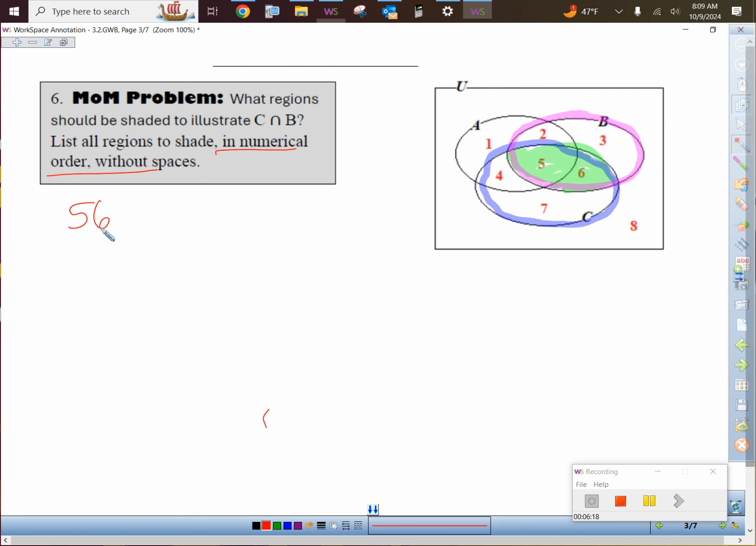Just for fun, what if they asked you where A intersection B was? What would you write down? Tell your neighbor. A intersection B, just for fun. Isn't that right there, correct? But what would you type in? 25, right? 25, right? Cool. All right. The good ones.